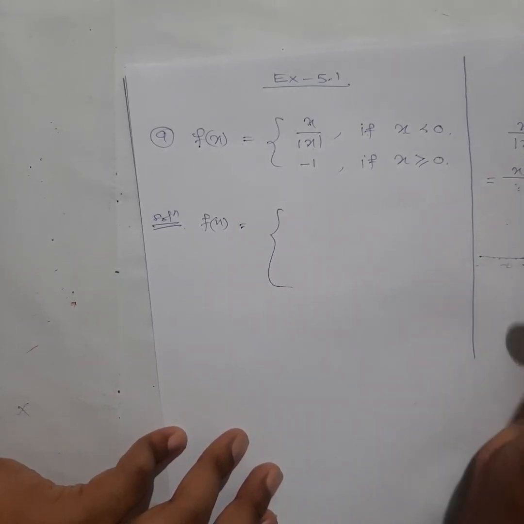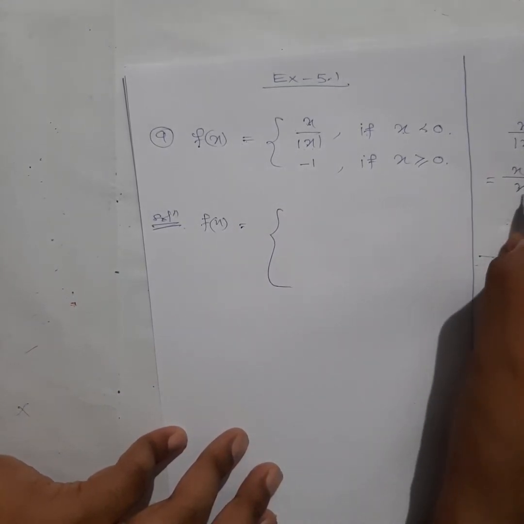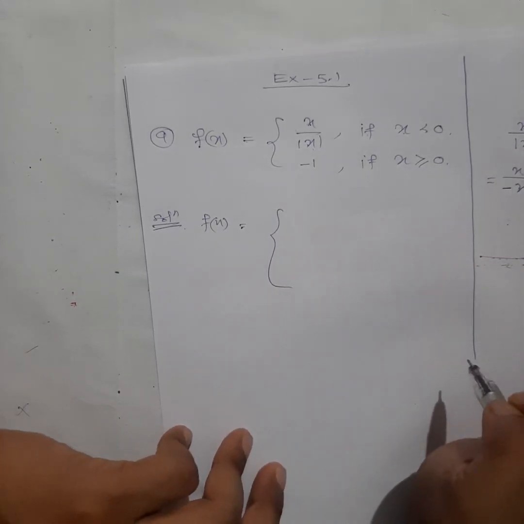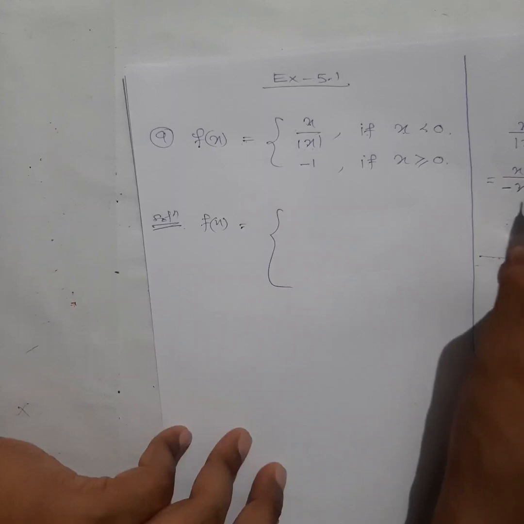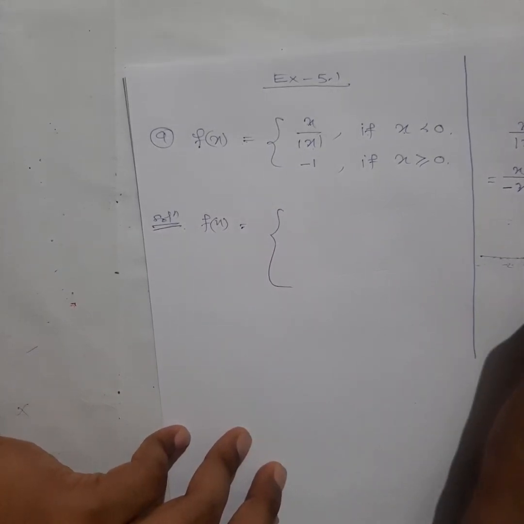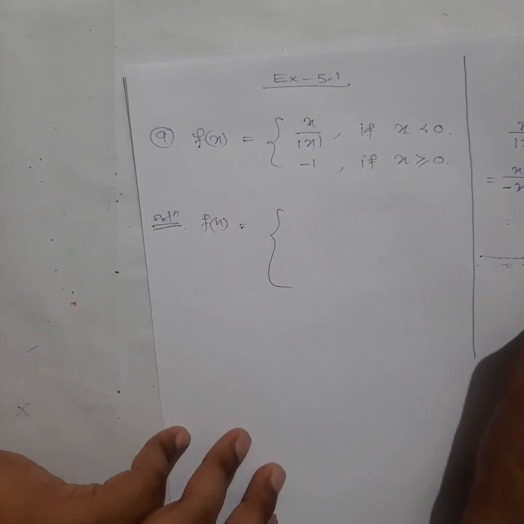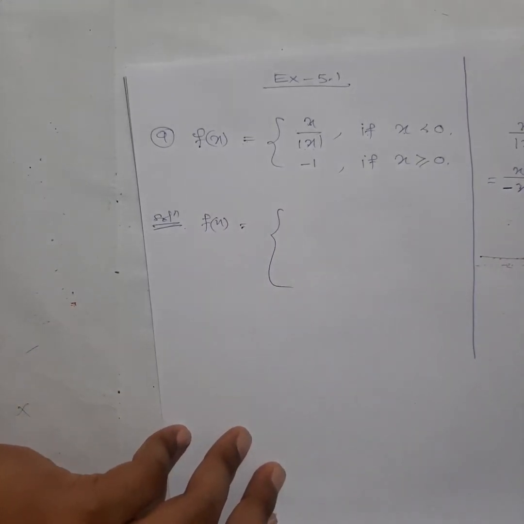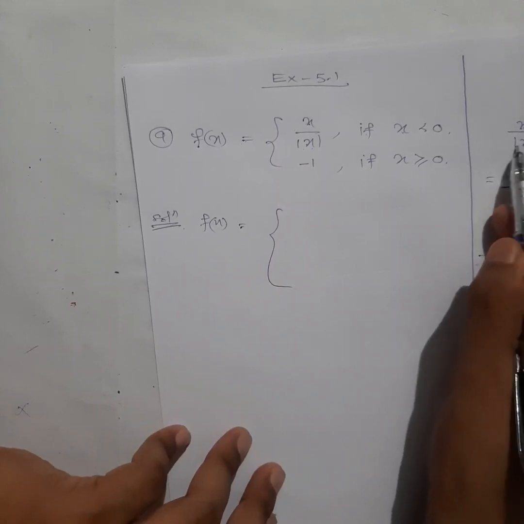Now to make this one positive, what will you do? This is negative, right? To make it positive, I will put one more minus here. Now when you solve this, suppose x is minus 1. So what will you get? Minus 1 by minus 1, which is equal to minus 1 by 1. Can you see the denominator is positive? So how can you make it positive? By adding an extra minus. So this is how we define modulus.